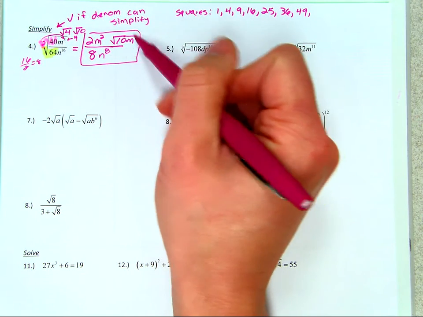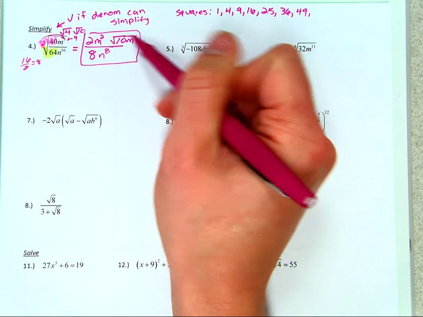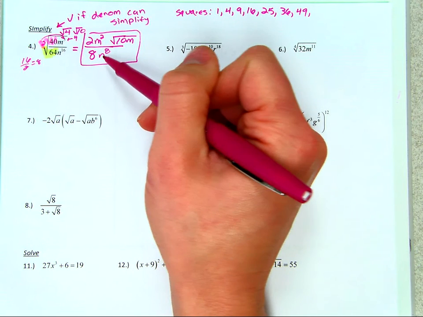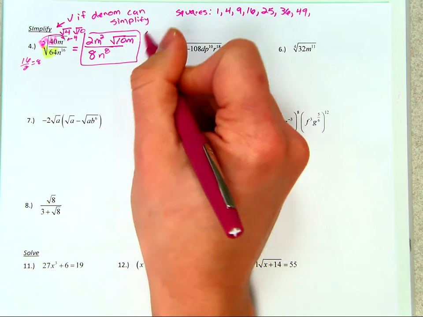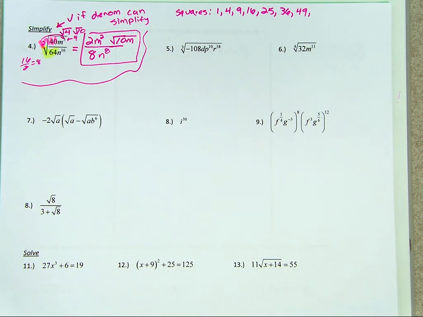Now make sure that you are careful about this as well. As soon as there's no radical in the denominator, then you should be good. Okay, so let's go ahead and look at number 5.